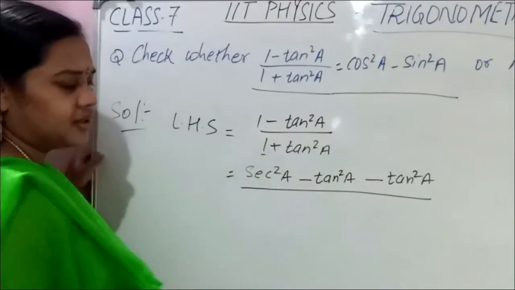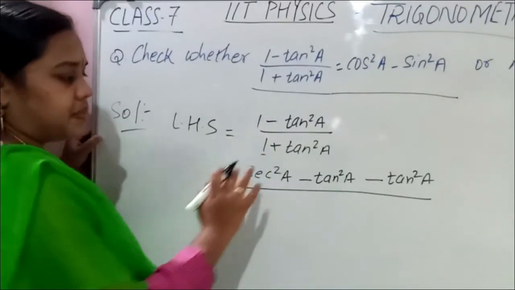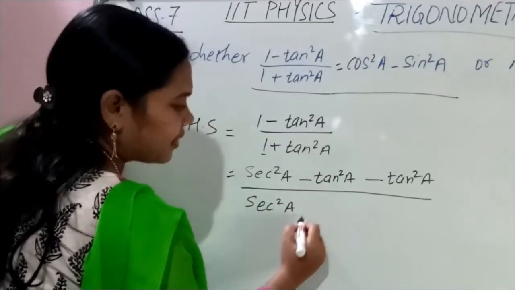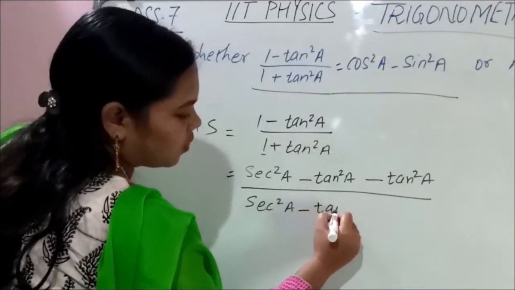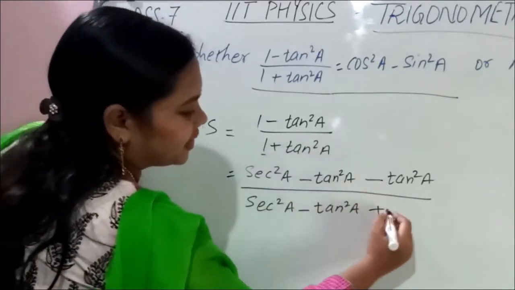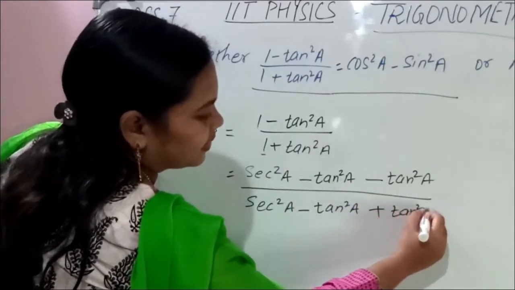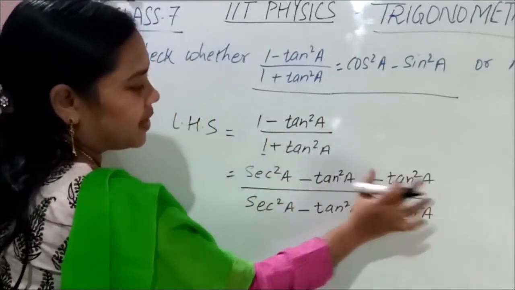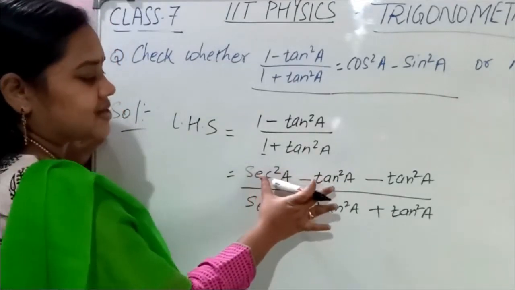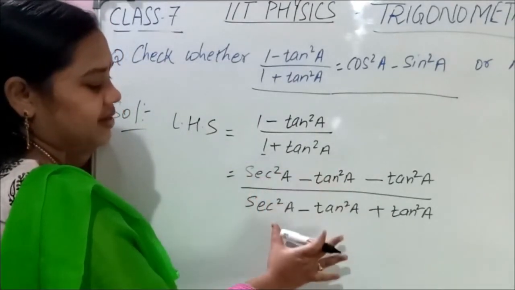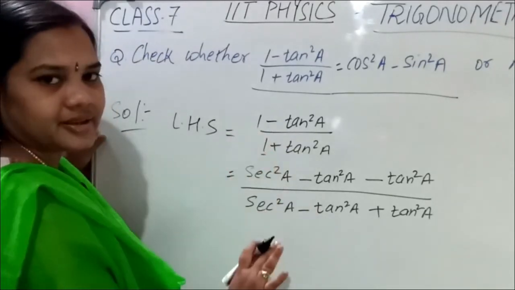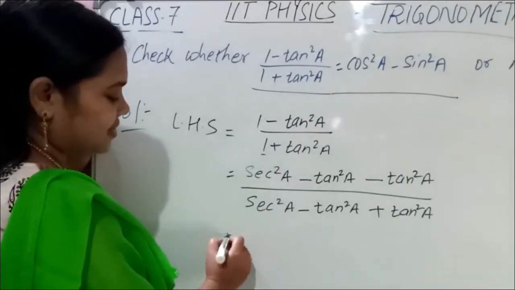Again, the denominator is also the same. In place of 1, what will you write? Sec square a minus tan square a, plus, already here, plus tan square a. Minus tan square a, plus tan square a, as it is written. Only sec square a minus tan square a is written in place of 1. Clear? Now can we cancel?